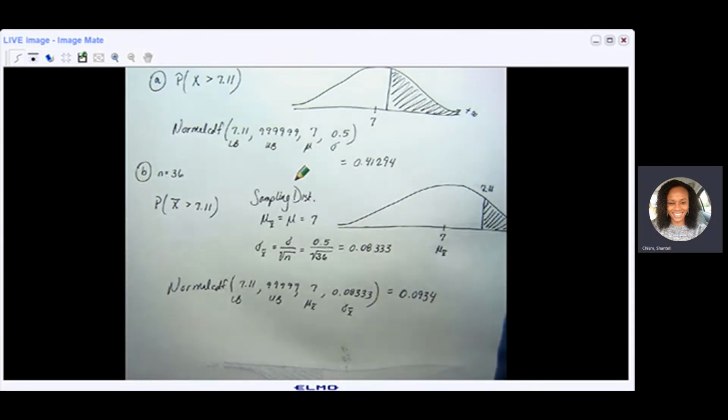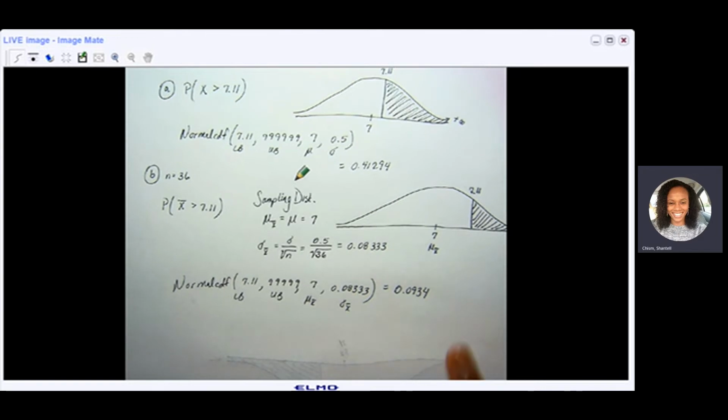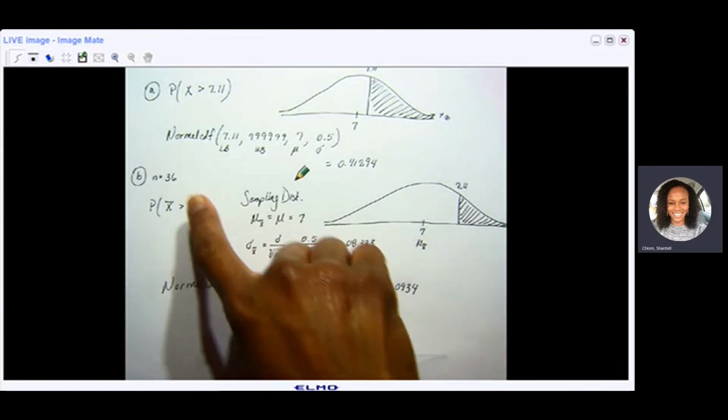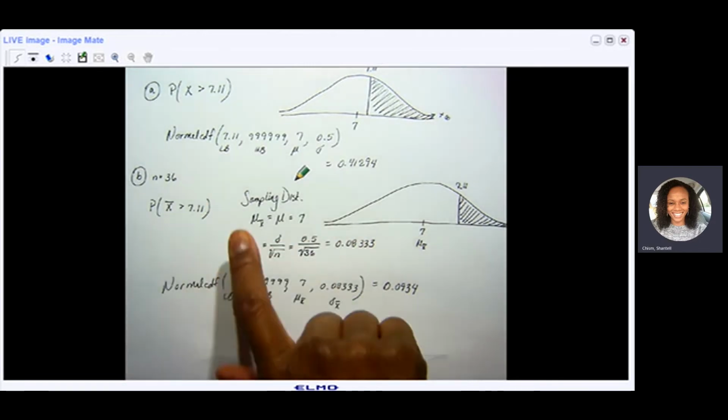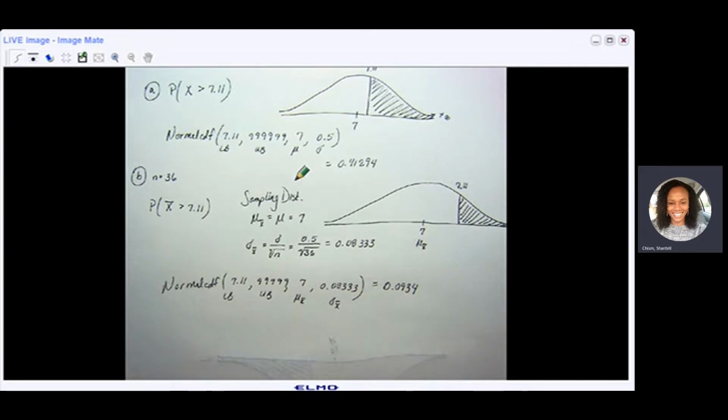And that again was number 6. It had a part A and a part B. Part A was just pulling a single X from the population, whereas in part B a sample was pulled, and we were interested in the probability of their sample mean being greater than 7.11.